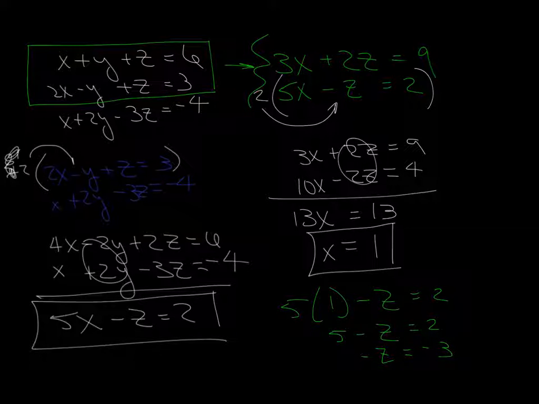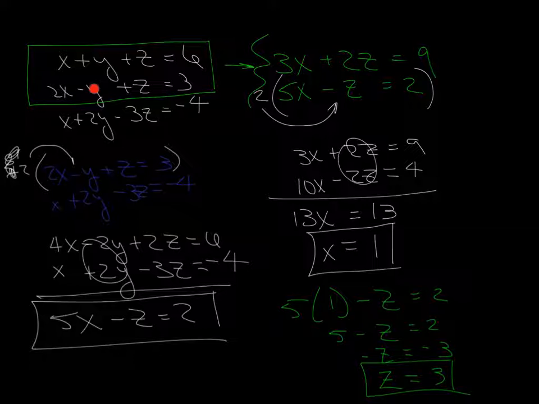And remember, if we have a negative z, we just change it to positive by changing the sign of everything, and we have z equals 3. Now I have 2 answers. I've got x is 1 and z is 3. Now I'm going to go back to one of the original problems to find y.